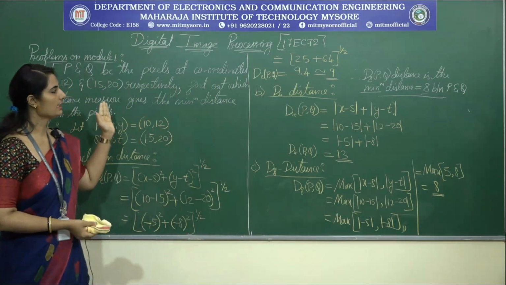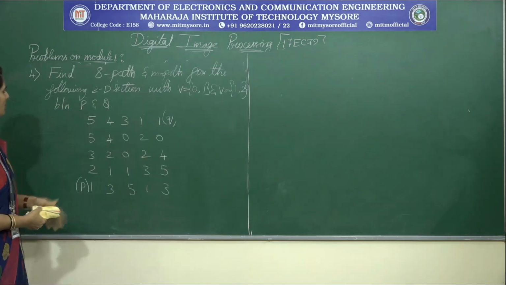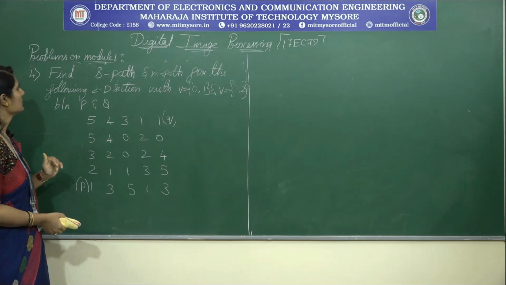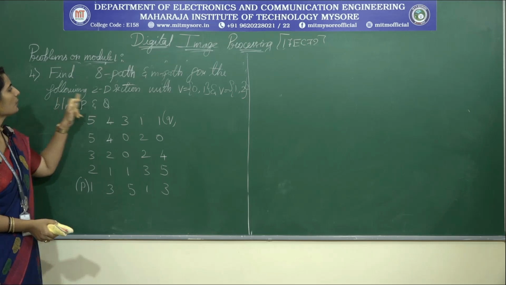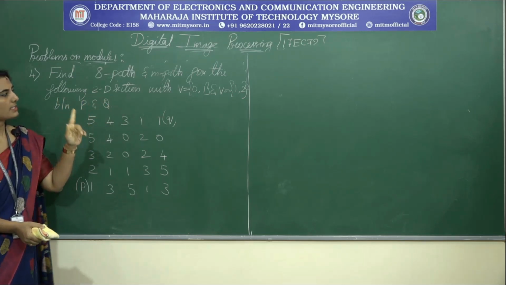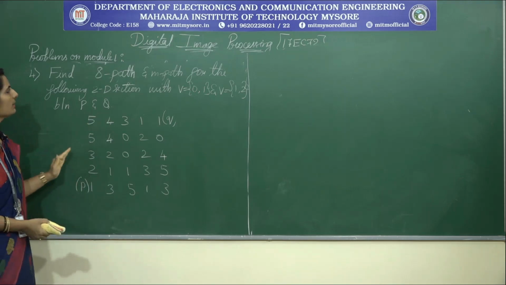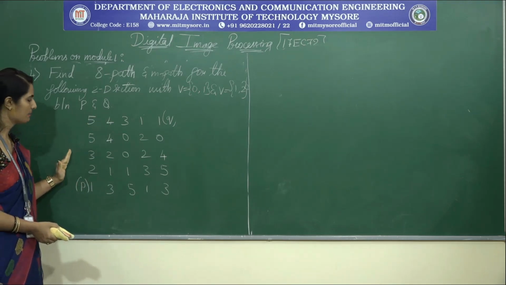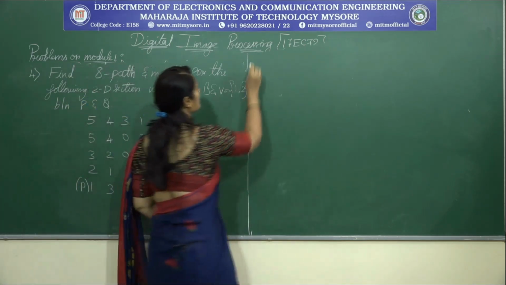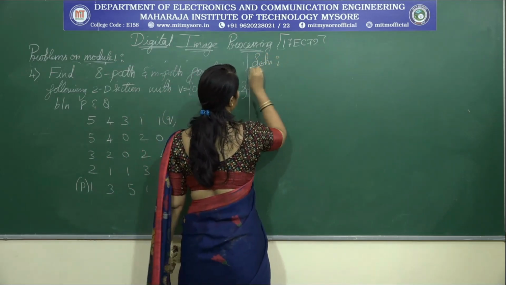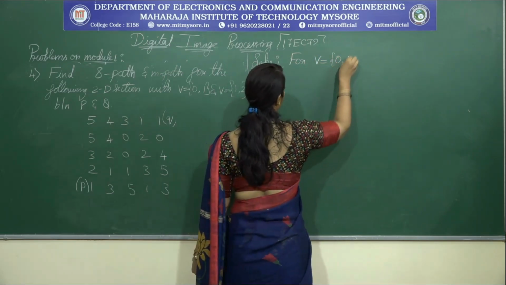Understood how to find out the distance between two pixels using different distance measures? So now look at this problem. Here the problem is like this: find 8 path and M path for the following 2D section with V equals 0, 1 and V equals 1, 2 between P and Q. So here we need to find out 8 path and M path between P and Q for these two values of V. So for that, first let me consider the first condition, that is V equals 0, 1.